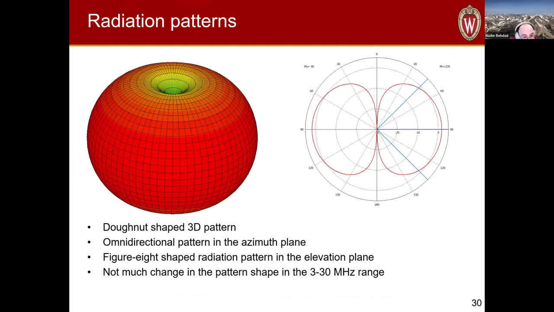Such an electrically small antenna has that sine theta radiation pattern that we showed, a classic donut-shaped 3-dimensional pattern.